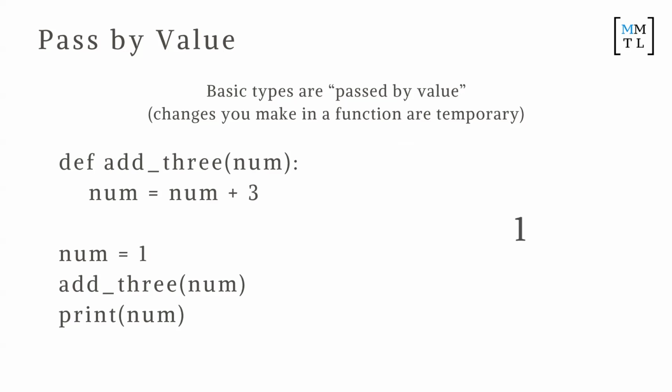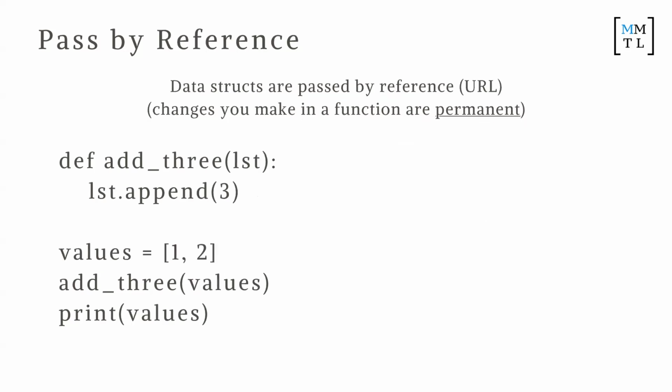Okay. Now say we have this instead. So this is the exact same program, except I'm using a list instead. So we have values equals 1, 2. We pass values to the function. The function accepts values. So values, in this case, in the top, define add 3, will become 1, 2. And then we append the number 3 at the end. So it becomes 1, 2, 3 inside the function. Now, if we exit and we try to print values, what's going to happen?